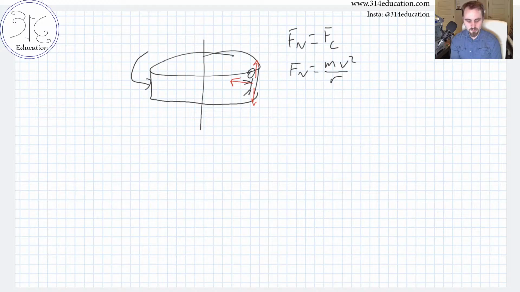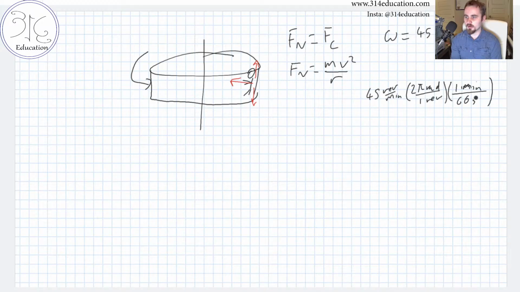We need to convert our velocity, since we're given revolutions per minute. So we had an omega of 45 revolutions per minute. Let's get that in terms of radians per second. So we have 45 revs per minute, times 2 pi radians per 1 revolution, times 1 minute per 60 seconds. There we go.